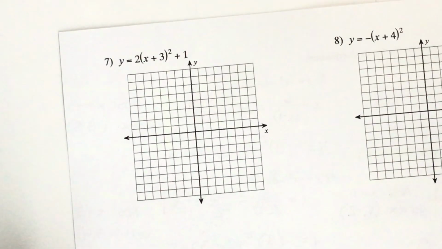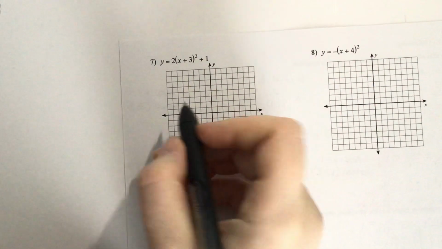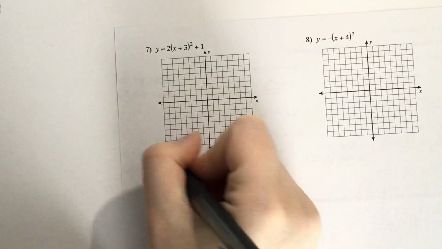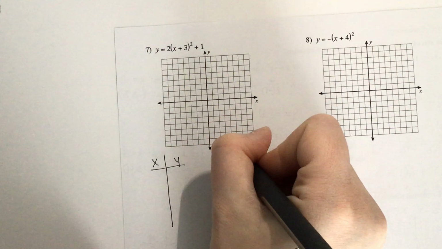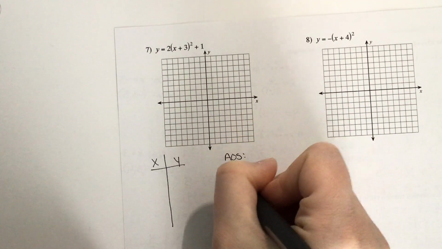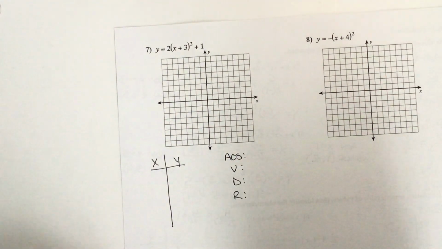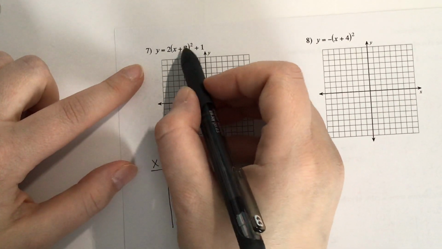All right, vertex form on the back. This is the nice, easy one. You don't have to do negative b over 2a. It should be really, really quick. All right, so I still need to make my table. Axis of symmetry, vertex, domain, range. All right, vertex and axis of symmetry. Axis of symmetry is just whatever h is.